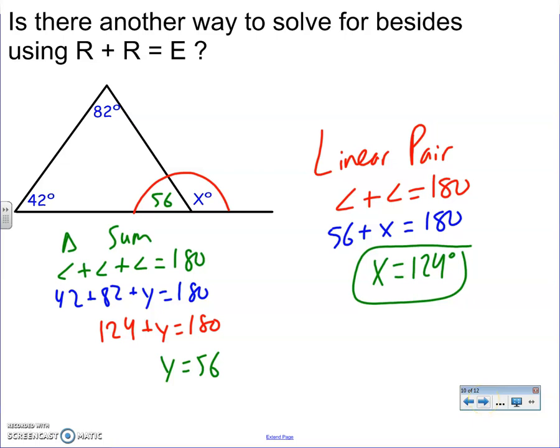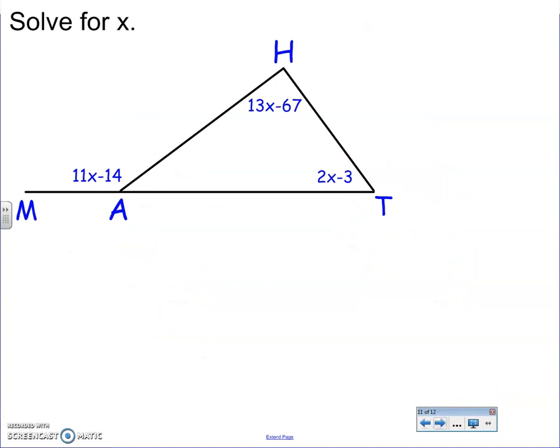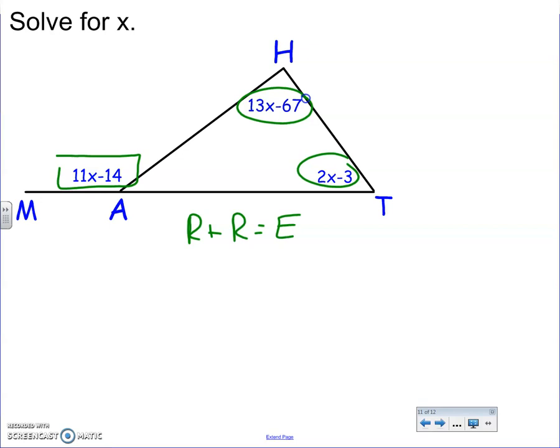So instead of using R plus R equals E to get 124, we used triangle sum followed by linear pair. If you use that as a combination, that can sometimes avoid having to use R plus R equals E, the exterior angle theorem. Now I can always avoid it, but sometimes it makes it more complicated. So for here, it would make it more complicated. I don't want to do triangle sum. I just want to do R plus R equals E. So the remote interior plus remote interior equals exterior. If you want to put E first, you want to do E equals R plus R, that's fine.